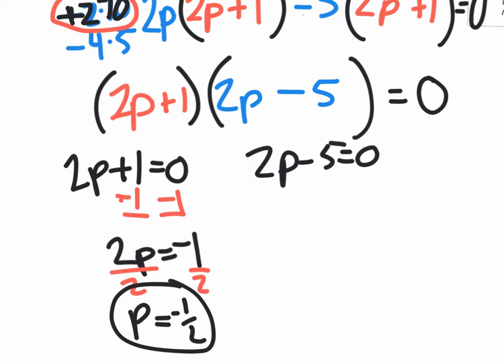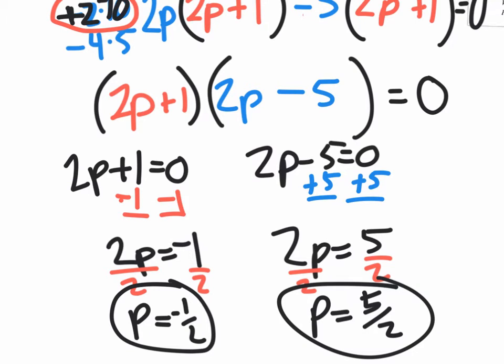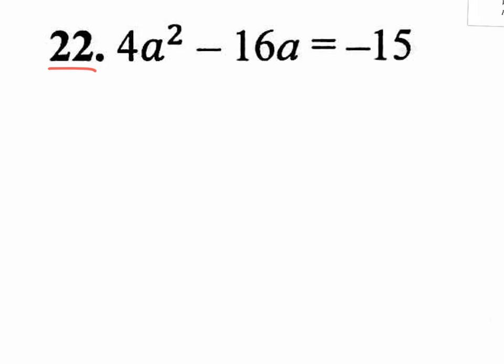Your other one, you're going to add 5 to both sides. You're going to end up with 2p equals 5. Final step would be to divide both sides by 2. And that gives you the answer p equals 2.5, or you could leave it 5/2. It's a lot of work. Let's check out one more.